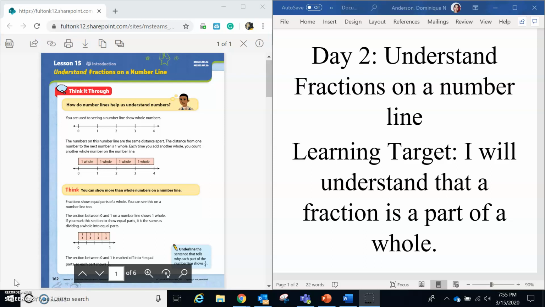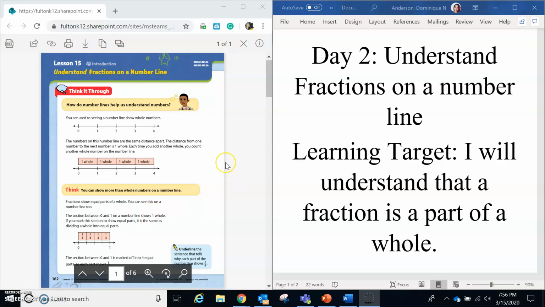So today we're going to be looking at fractions on a number line. Our learning target is still the same for today, which is I will understand that a fraction is part of a whole. So yesterday we were looking at it when it came to shapes, how we have equal parts for a shape. Now we're going to look at equal parts on a number line.